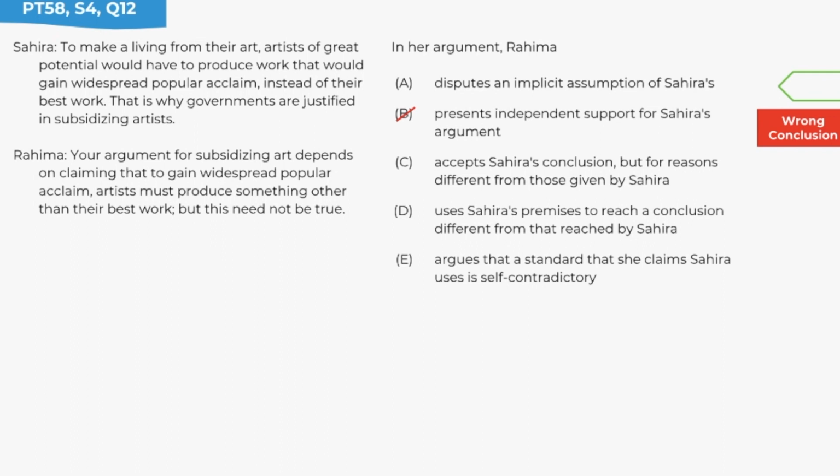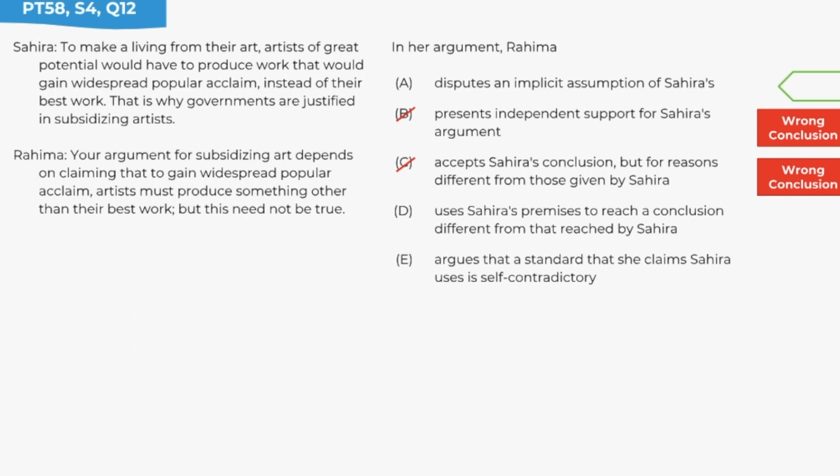Answer choice C says accepts Sahira's conclusion, but for reasons different from those given by Sahira. That's, again, reaching the wrong conclusion. Rahima is challenging Sahira's conclusion, not supporting it. Answer choice D says uses Sahira's premises to reach a conclusion different from that reached by Sahira.